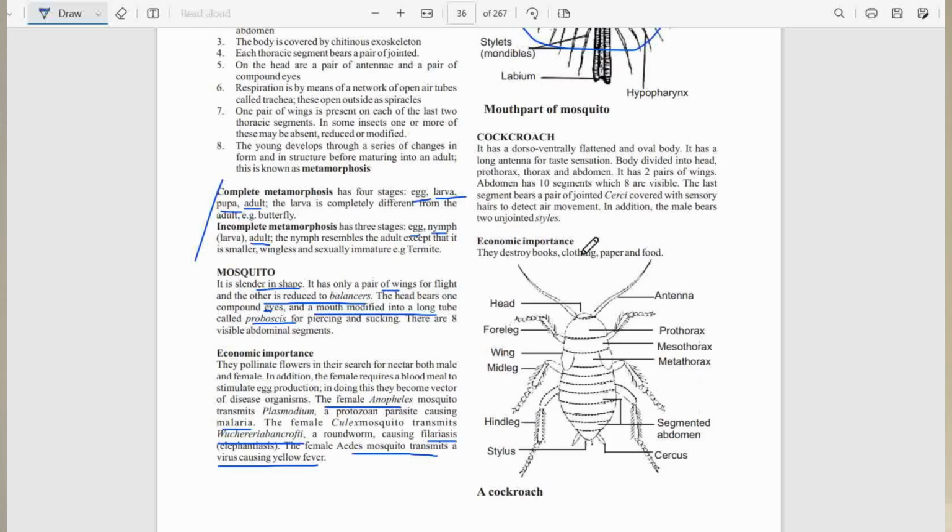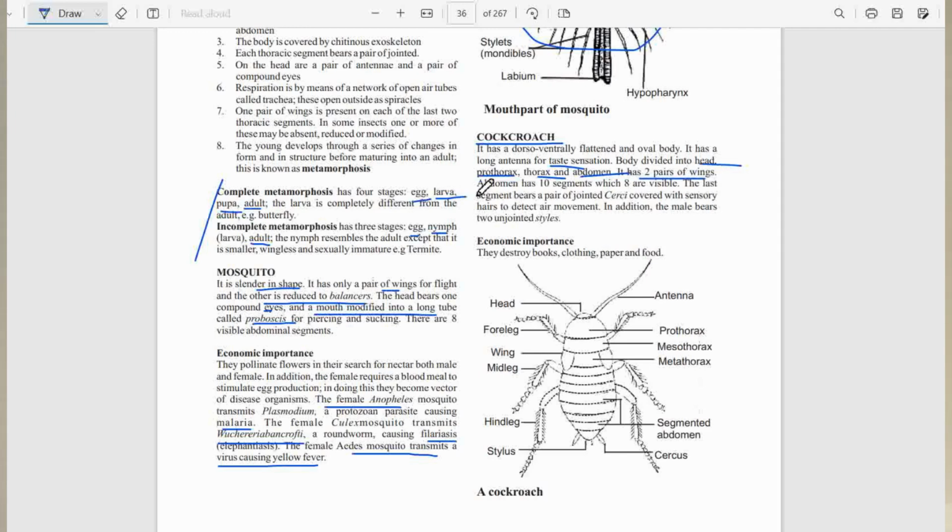Next, we move on to discuss the next insect, which is the cockroach. Now, the cockroach has a dorsal-ventrally flattened and oval body. It has a long antenna for detecting sensation, and of course the body is divided into the head, the prothorax, the thorax, and the abdomen.